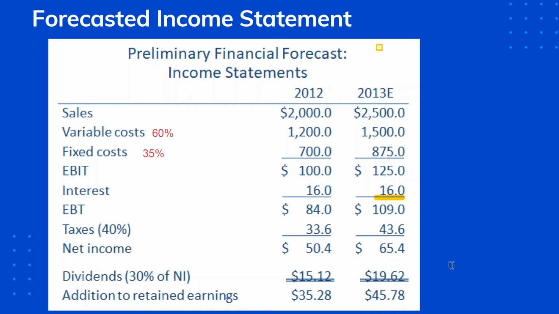After we get earnings before tax, we subtract taxes, which is equal to 40%. Then we get net income. In this example, we assume that the dividend payout ratio will be the same, which is 30% of net earnings. Then what is left will be retained back in the firm as retained earnings in the balance sheet.